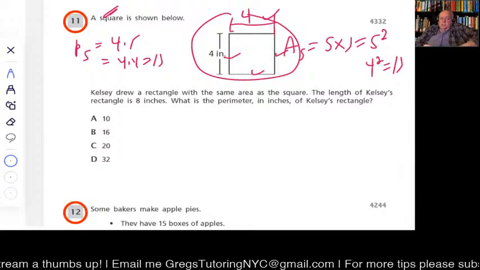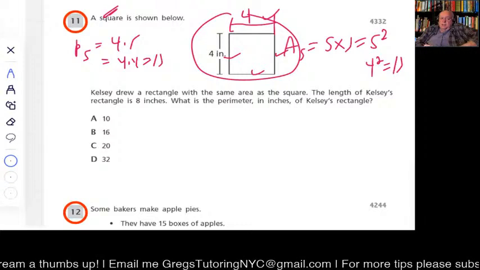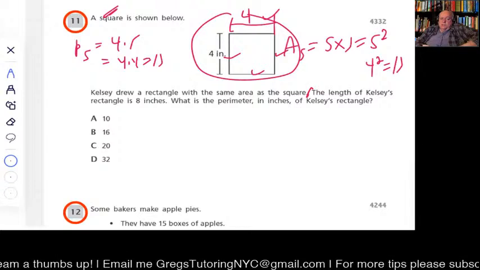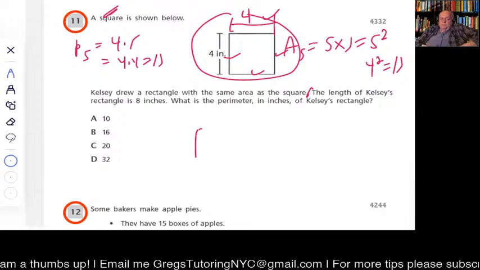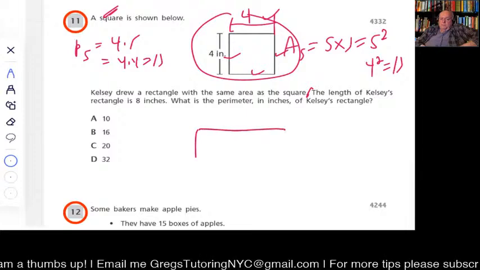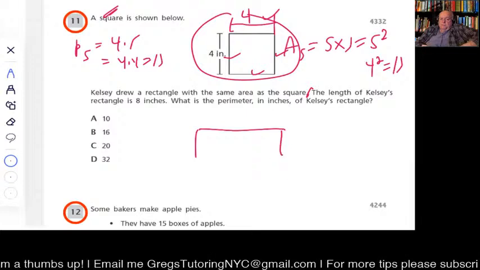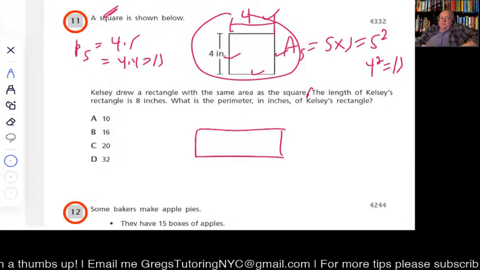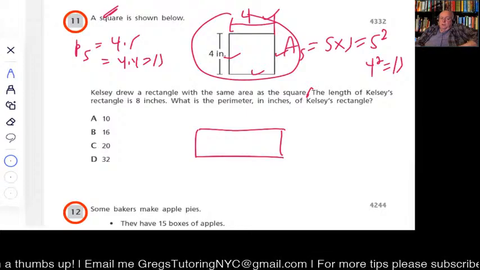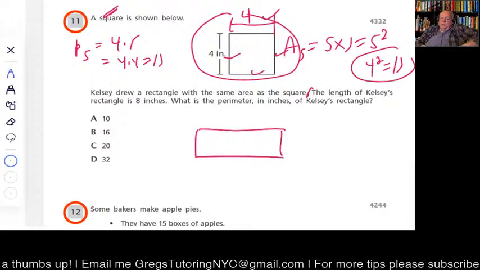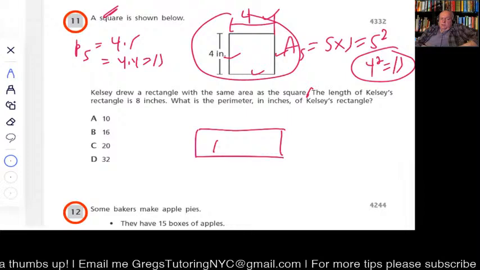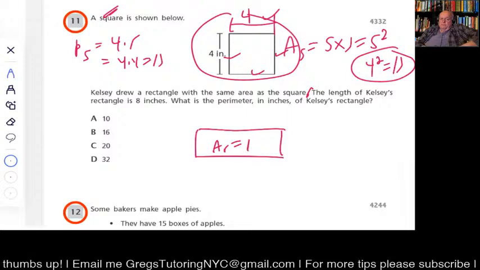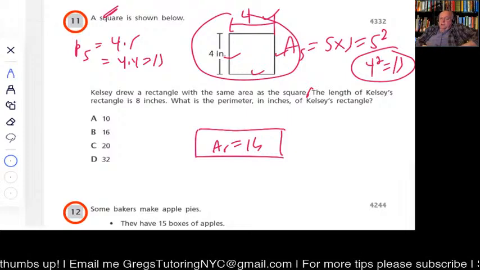So now let's look at the words. We're going to take it a sentence at a time. Kelly drew a rectangle with the same area as the square. So there's another shape being drawn. We already said that the area of the square was 16, so the area of this rectangle is also 16. There's a lot going on in this problem already.